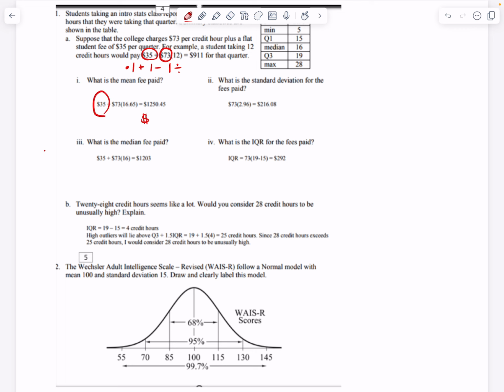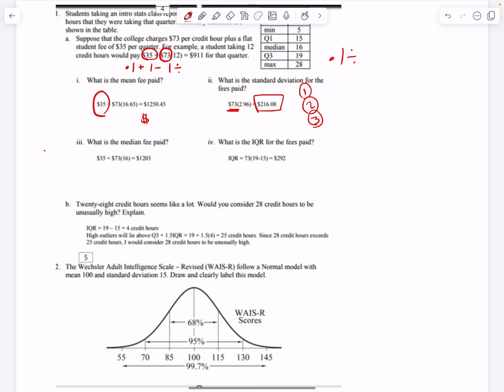Standard deviation is only affected by multiplying and dividing. So the fact that it's adding 35, I don't do. So I just multiply it by the 73, and that's where I get $216.08. And again, there's 3 point systems on this.